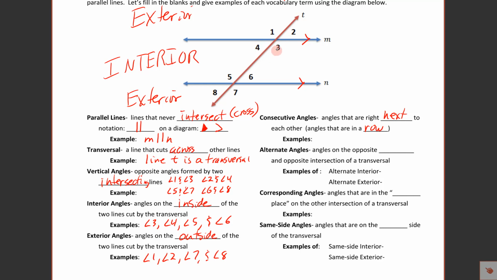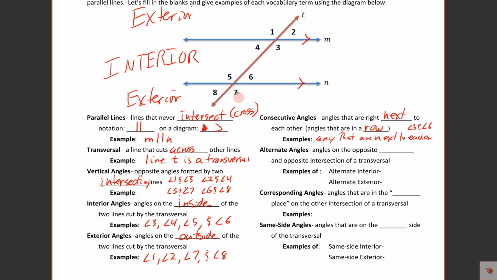3 and 4. 3 and 6, those are right next to each other. Okay, 4 and 5 are next to each other. 5 and 6. There's a whole ton of them. Okay, you can pair up any that are next to each other. So I'm just going to write this: any that are next to each other. Okay, so that includes 3 and 6. So as an example, angle 3 and angle 6 would be just fine. Angle 7 and angle 8.